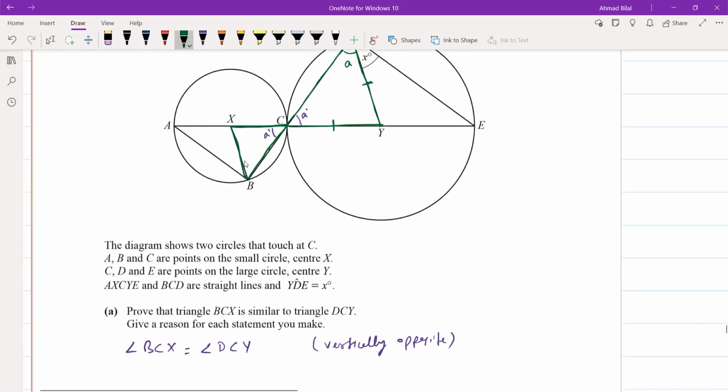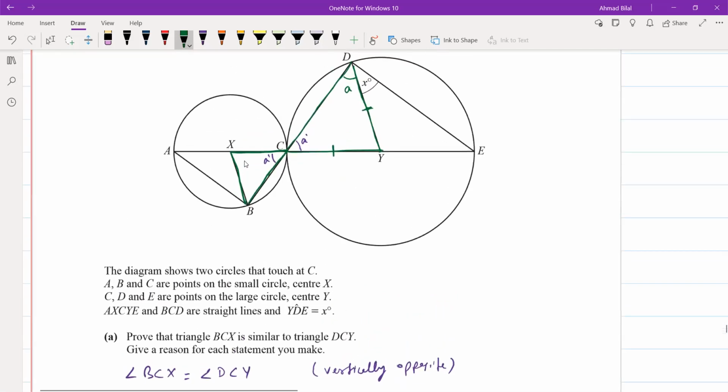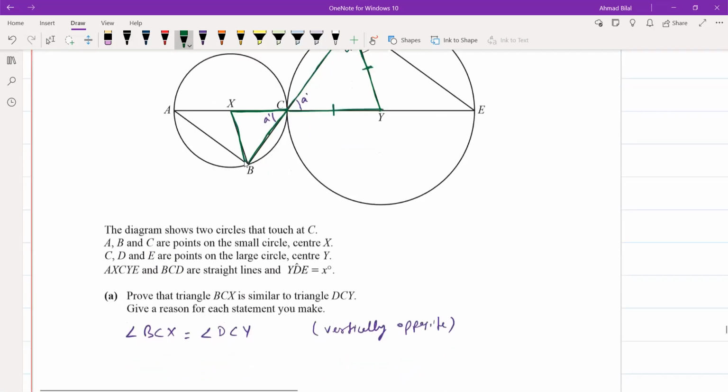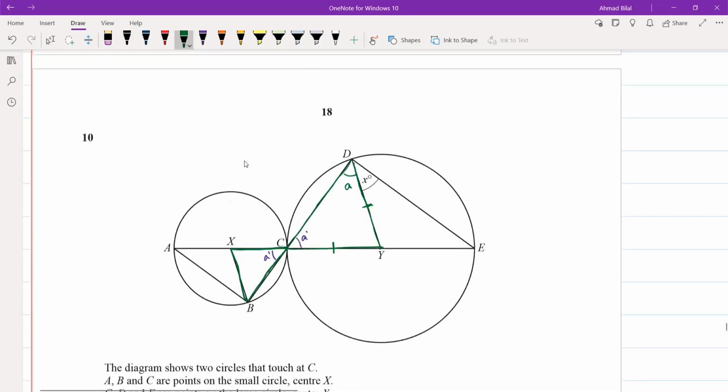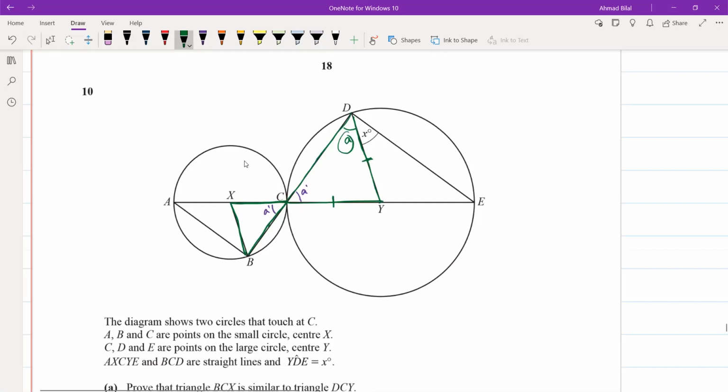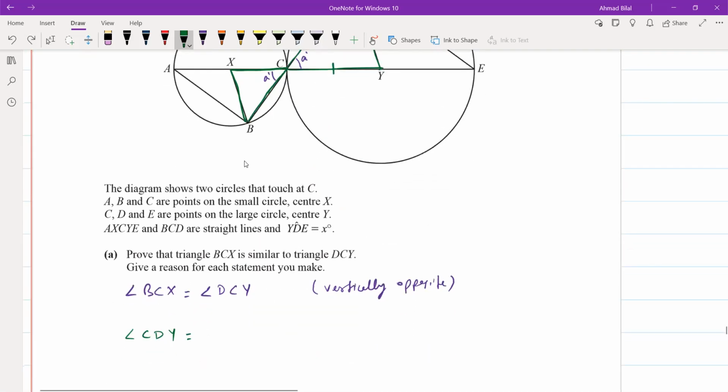कि जो हमारे पास एंगल है, angle CDY, that's this angle here, that is equal to angle BCY. ये दोनों equal हैं. Why? Because it's an isosceles triangle. ठीक है, आप यहाँ पे बस लिखते हैं it's an isosceles triangle. अच्छा, अब उससे क्या फायदा हुआ?